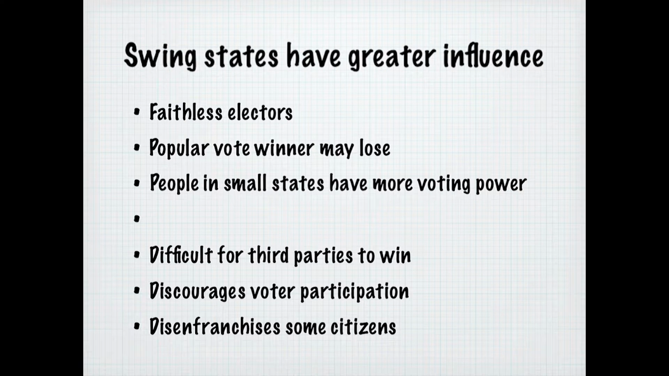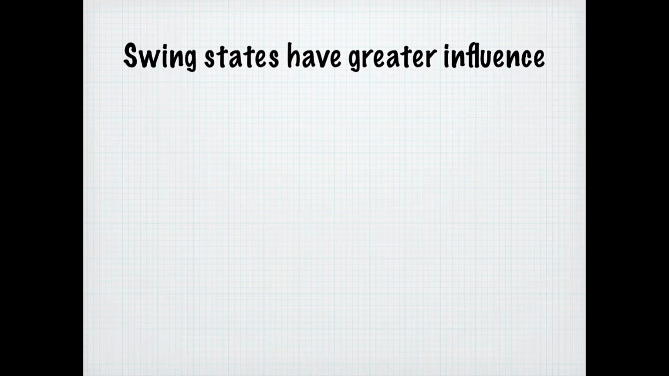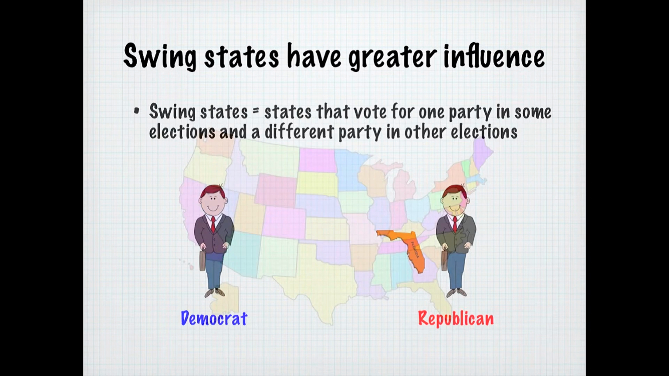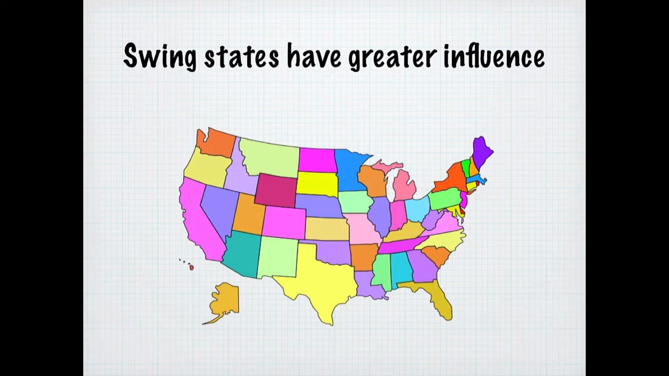Now let's examine the criticism that swing states have greater influence than other states. The term swing states refers to states that vote for one party in some elections and a different party in other elections. In other words, they swing back and forth between the parties. In contrast, some states vote consistently for one party. For example, Wyoming has voted for the Republican candidate in the last 13 presidential elections, and New York has voted for the Democratic candidate in the last 8. Because swing states, like Ohio and Florida, alternate which party they vote for, they have greater influence in elections because presidential candidates spend more time visiting swing states and discussing issues people in those states care about, while non-swing states can be taken for granted.